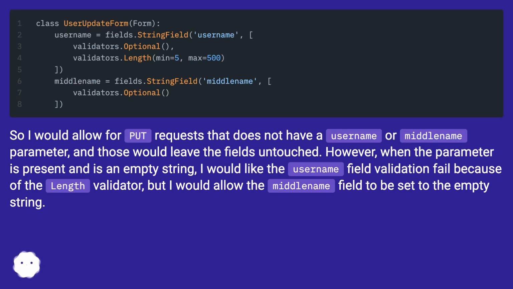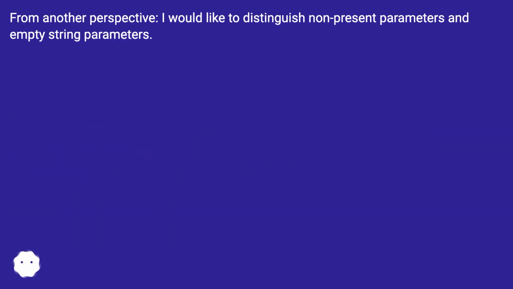leave the fields untouched. However, when the parameter is present and is an empty string, I would like the username field validation to fail because of the length validator, but I would allow the middle name field to be set to the empty string. From another perspective, I would like to distinguish non-present parameters and empty string parameters.